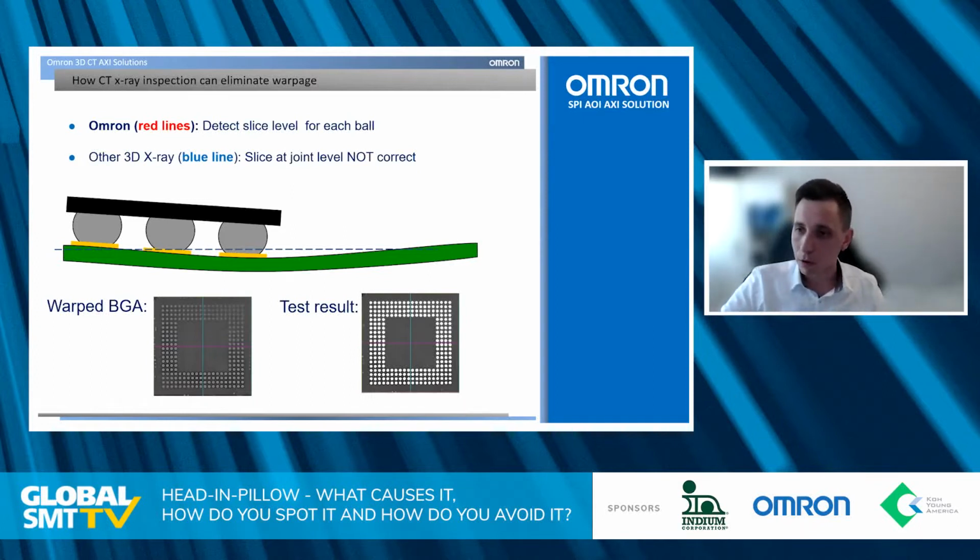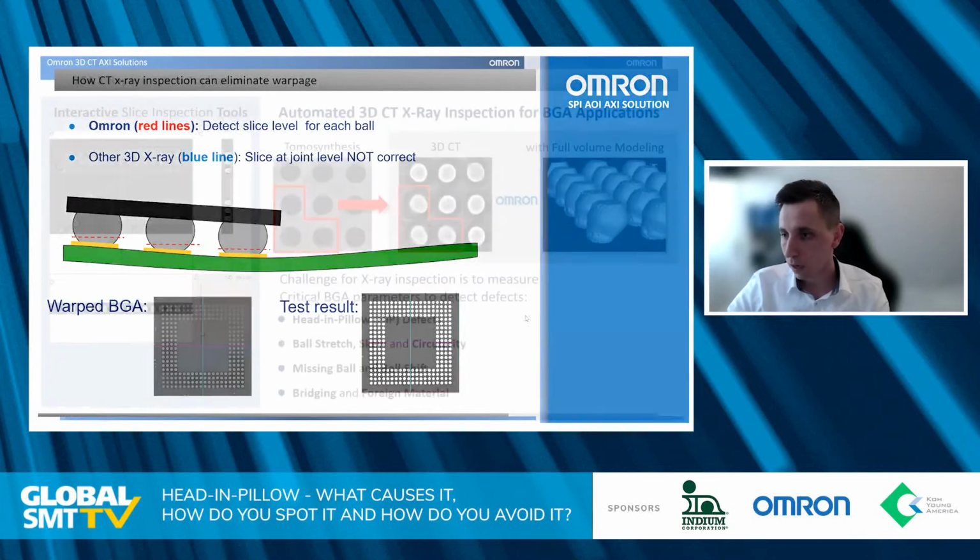And here at OMRON, our machine is using CT. We are taking every component individually, and inside this component, every BGA ball individually, and we analyze every ball separately and find the correct slice to apply our logic to do it perfectly. So even if you have warpage, it doesn't matter, whether it comes from the PCB or the component. We are capable of eliminating this warpage in our inspection.